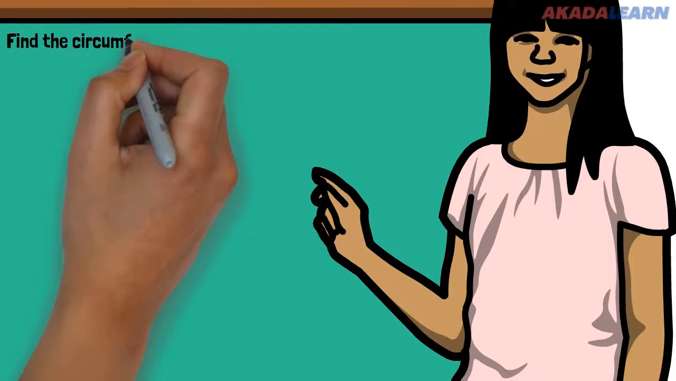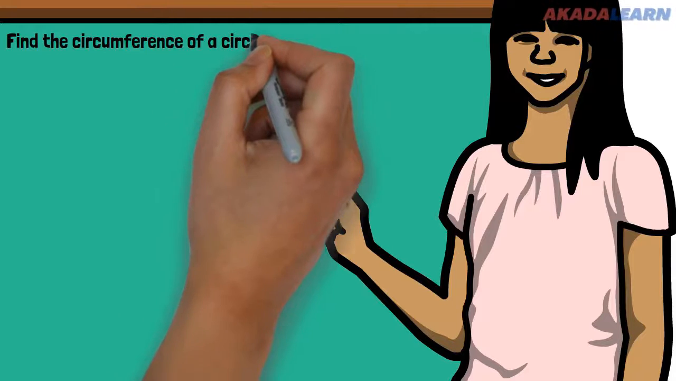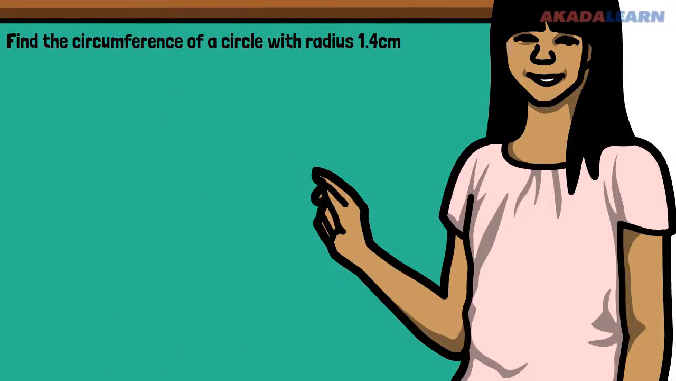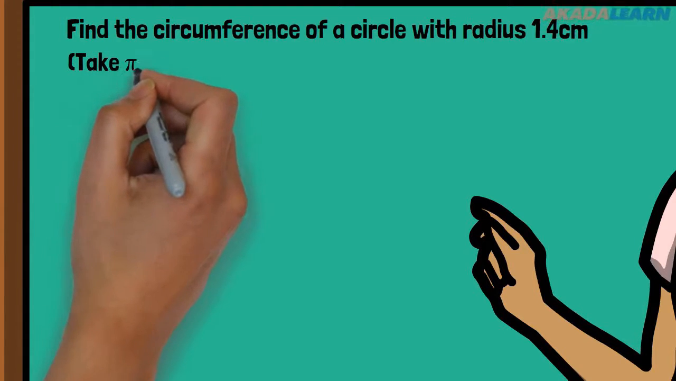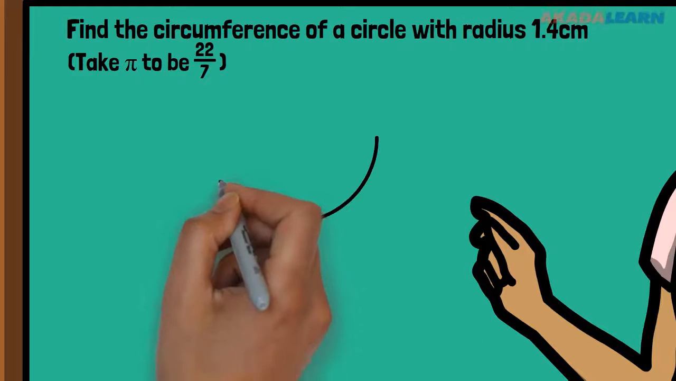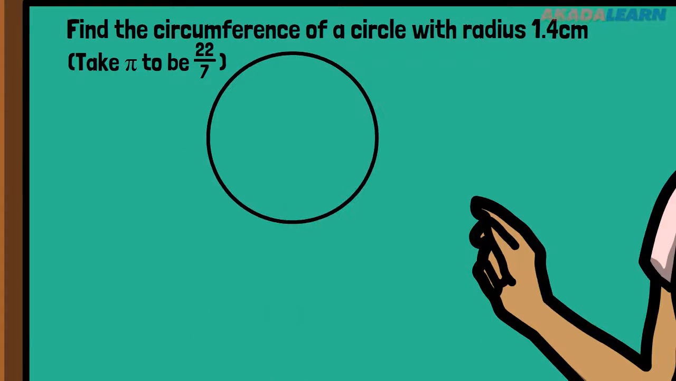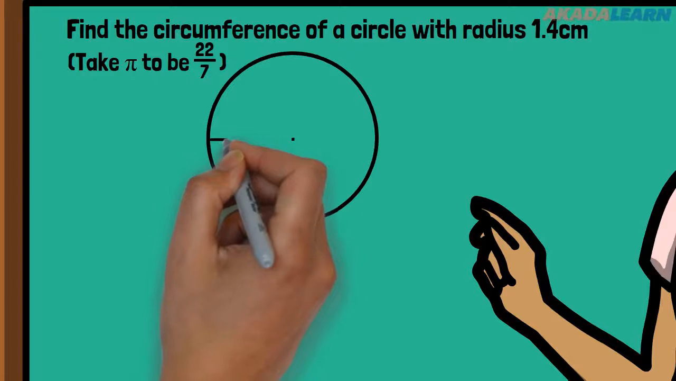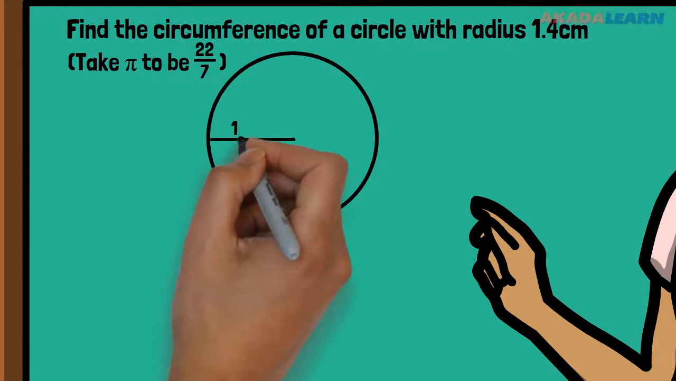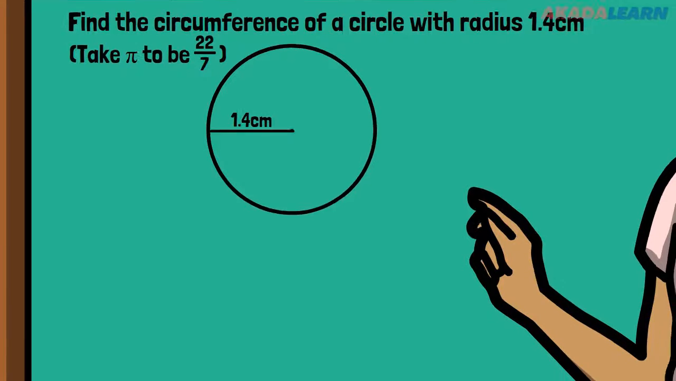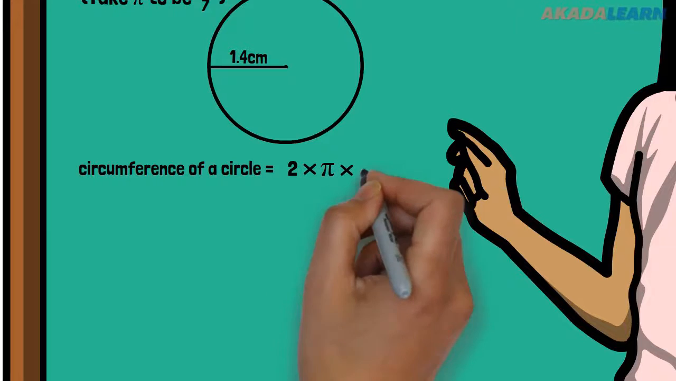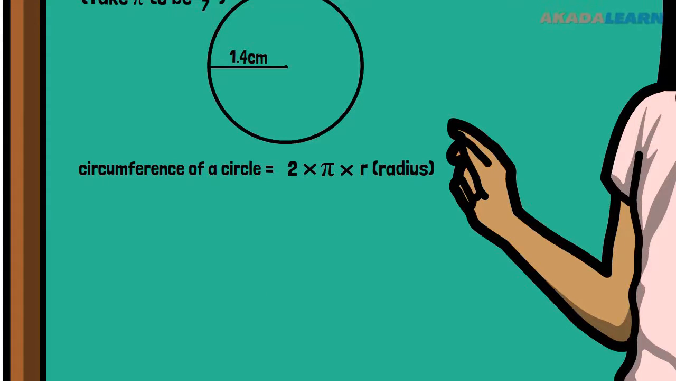All right, find the circumference of a circle with radius 1.4 cm. Take pi to be 22 over 7. So let's draw the circle, and then we find the center, and then draw a line to join it at the circumference. That's our radius, which is 1.4 cm. So circumference of a circle is equal to 2 pi r. That's 2 times pi times r, which is the radius.